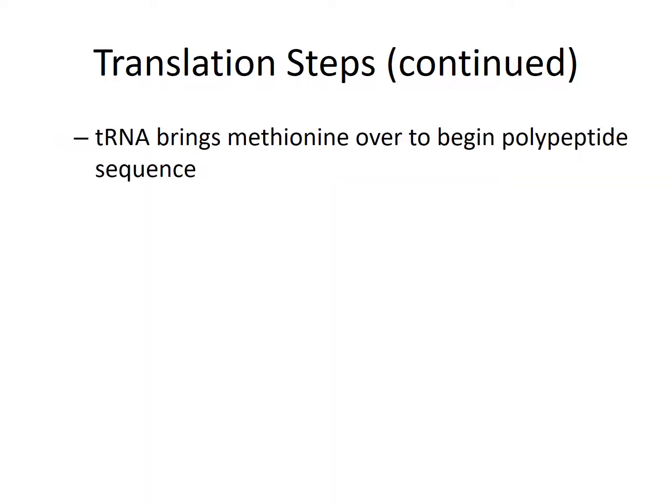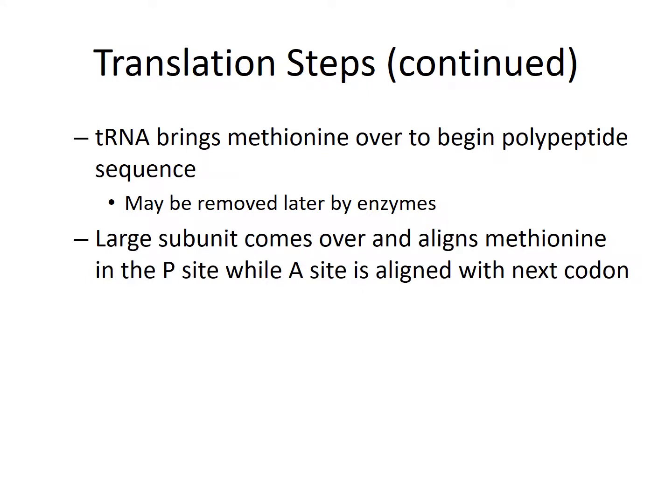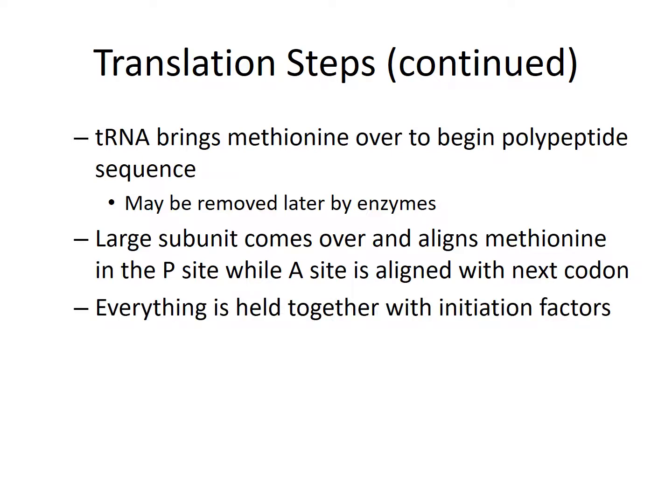Once it finds methionine, it's going to move, and the large subunit is going to attach to it. Again, that methionine may get released later, doesn't matter, proteins always get modified. The large subunit is going to attach there, and methionine will eventually be in the P site, because that's going to wait for the next codon to get matched up with the A site. There are things called initiation factors that hold all this stuff together to get it going.